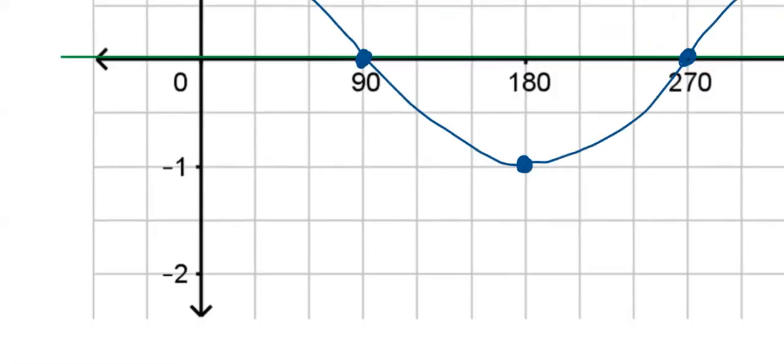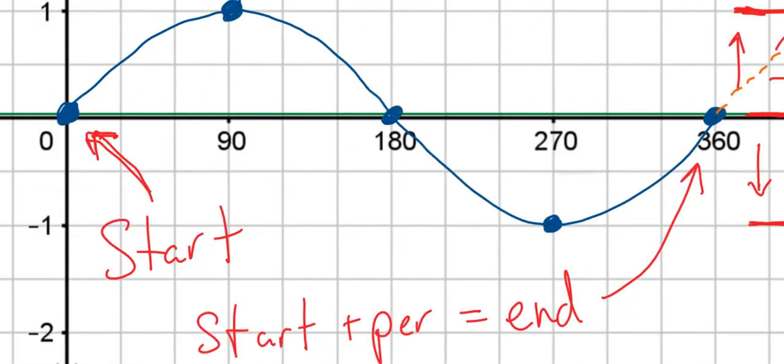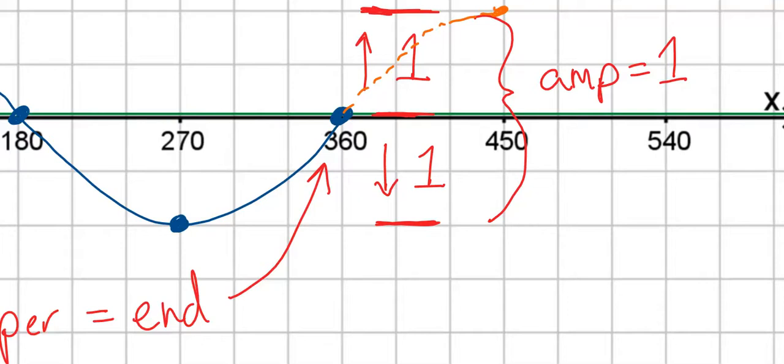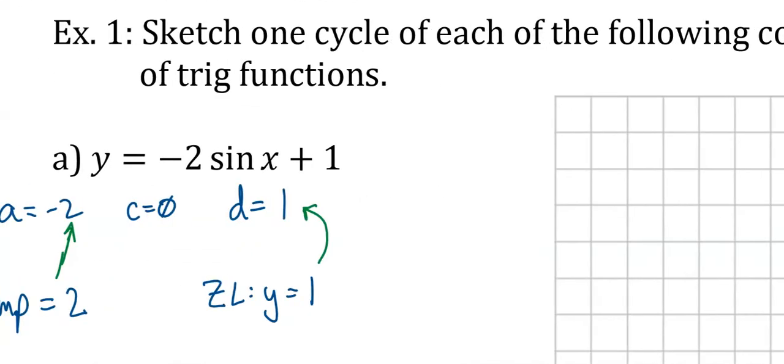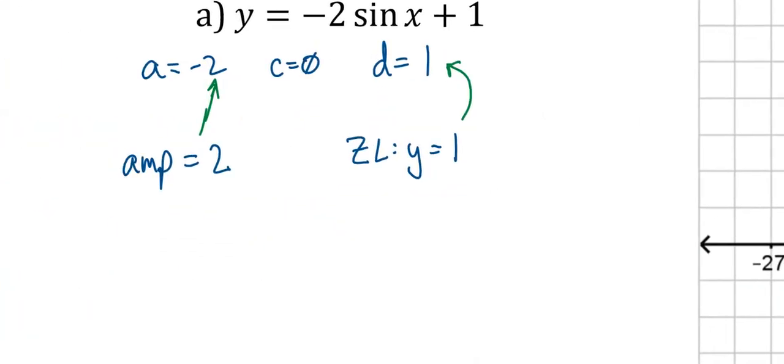Put your pencil down and watch. Picture this. When I go back up here, the amplitude was 1. I started at the 0 line and went up 1 to the max and down 1 to the min. That's what the amplitude means. So if I'm doing this for a new graph, my max starts at the 0 line, which in this case is 1, and goes up the amplitude. From the 0 line up 2 in this case, because the amplitude is different. So my max is going to be 3.